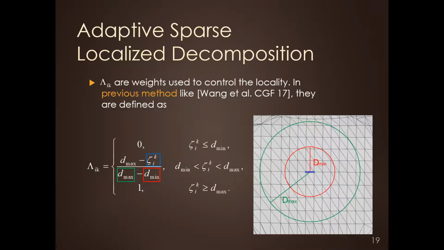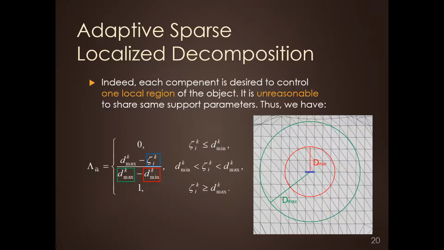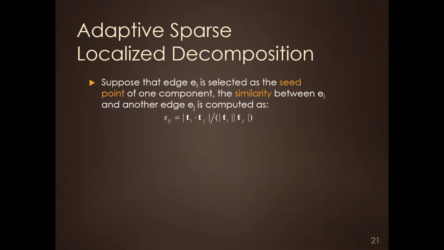Indeed, previous methods use the same parameters of Dmin and Dmax, but it is unreasonable to share same local support parameters, and thus we have different radii of support regions for different components. And I will discuss how to determine the radii of each component in the following. And before it, I will first introduce a concept.